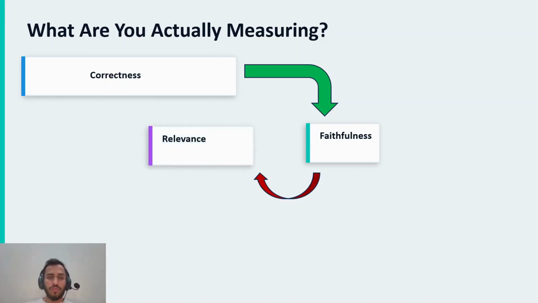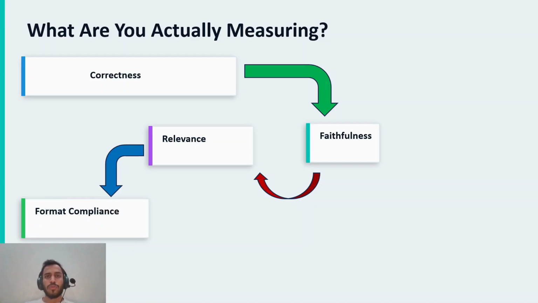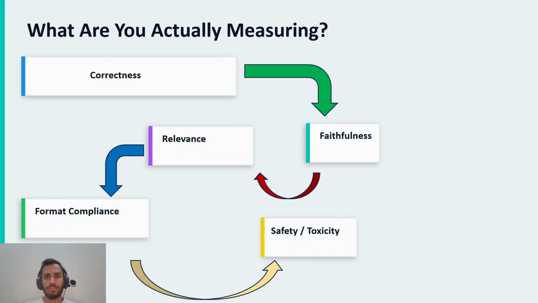And the third one would be relevance, whether the output that the LLM produces is actually relevant to what we want or not. And the fourth one is format compliance, which means does the LLM follow the output schema that we defined. And the last one is whether the LLM is biased or producing harmful content, or it is safe.